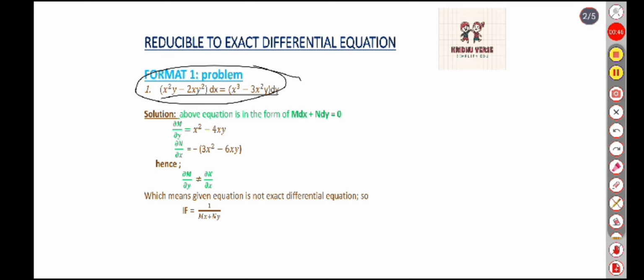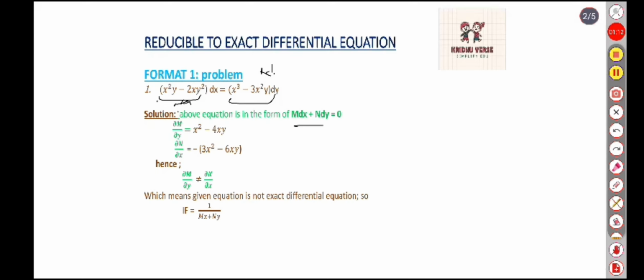So firstly, we can see the equation they given is in the form of M dx plus N dy. What is the condition here? This term we can take as M, because here x term is also available, y term is also available. Both terms are available, so this we can take as M. This we can take as N, because here also it is the same. Both the terms are available, x term also, y term also. So these both we can take as M and N.